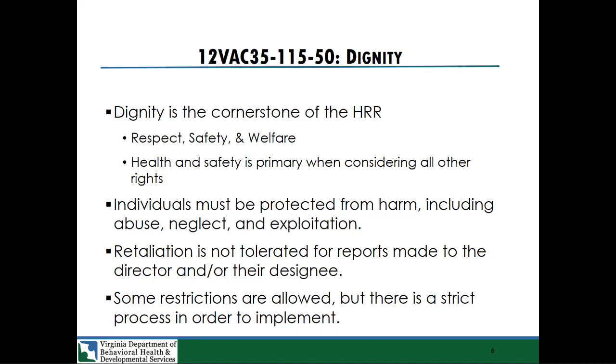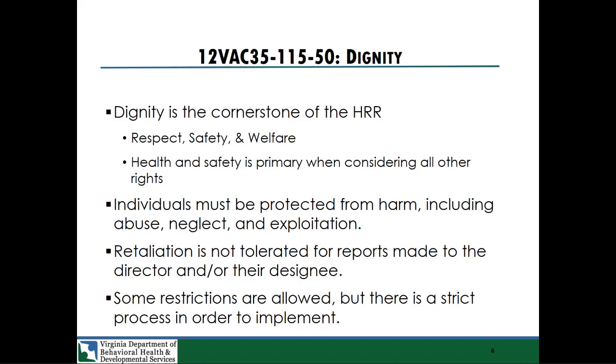Individuals in residential services also have the right to communicate privately with any person by mail and have help in writing or reading their mail as needed. These individuals also have the right to communicate privately with any person via telephone. And they have the right to have or refuse visitors. Restrictions of certain rights provided for in Section 50 is allowable. However, the human rights regulations document strict procedures in order to implement restrictions, and we'll discuss this more again a bit later.